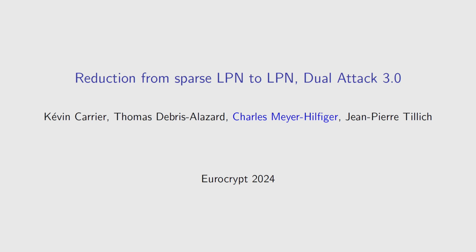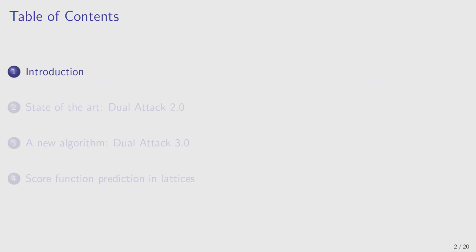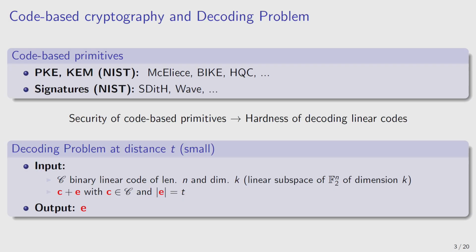Today I'm going to talk about dual attacks in codes and lattices. First of all, I'm going to talk about codes. There are a lot of code-based primitives, notably in the NIST competition, and the security of all of these primitives relies on the hardness of the decoding problem. What is the decoding problem? I give you a binary linear code of length n and dimension k, so just a linear subspace of dimension k of F2^n, and I give you a noisy codeword of this binary code, that is a codeword plus an error vector e of small Hamming weight. And I ask you to find the error vector e.